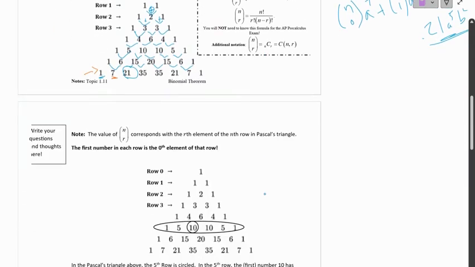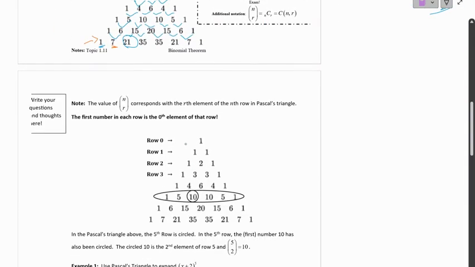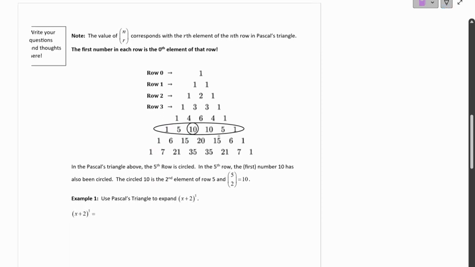All right. And so you can see here, what we have here would be the fifth row, and it's the 0, 1, 2, so it would be 5 choose 2 is 10.